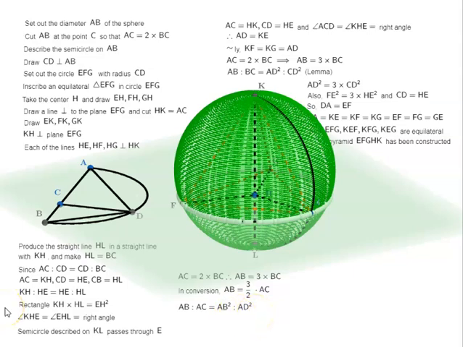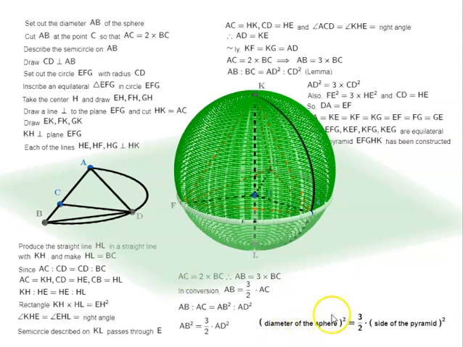Since AB is to AC, we have this relationship. That means AB square and AD square will also have the same relationship. So we can say AB square is equal to 1.5 times the square on AD, which is what we had to prove.